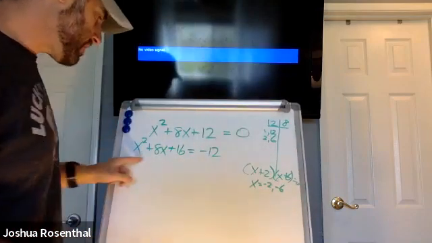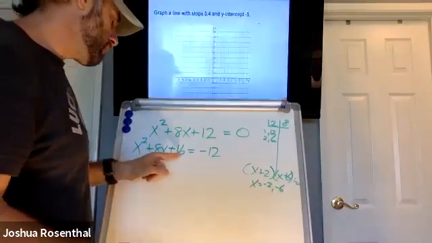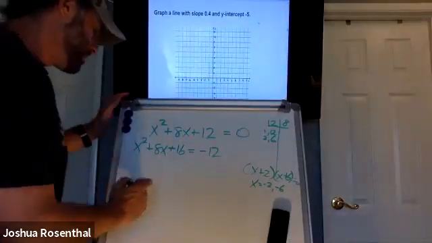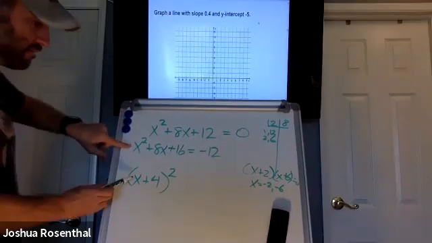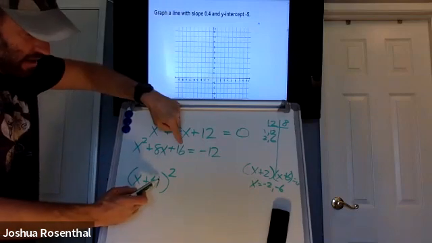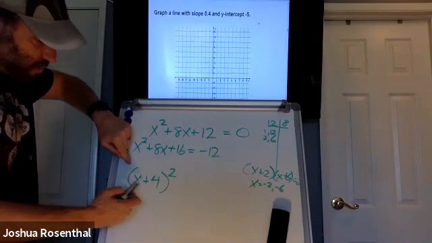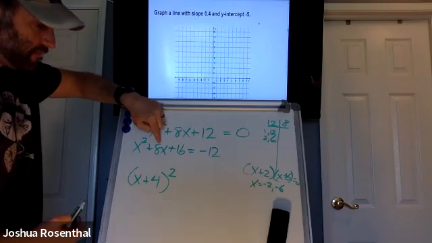And what I have created will factor into... Right? Because you'll get your x squared. This will be your 4 squared. And this will be 2 times 4x, which will give you the 8x, right?